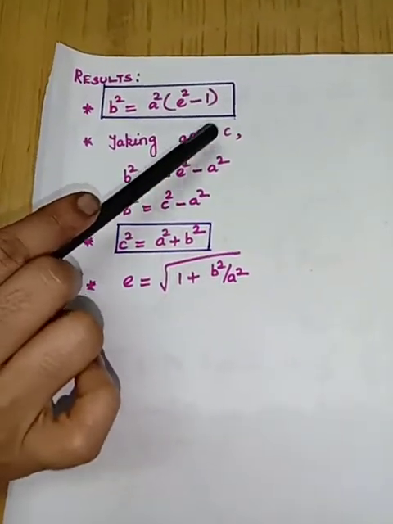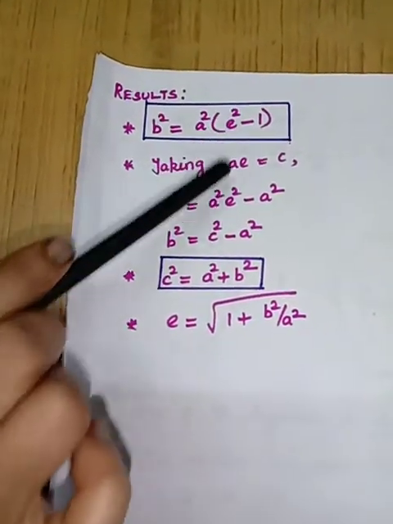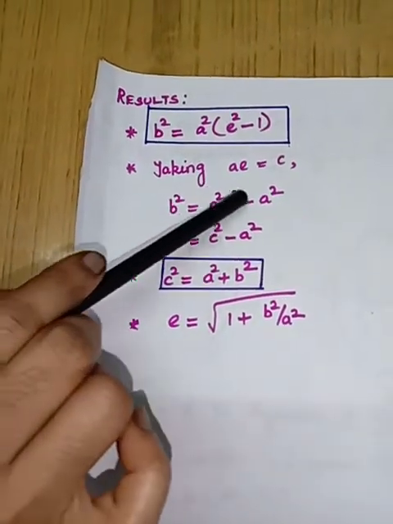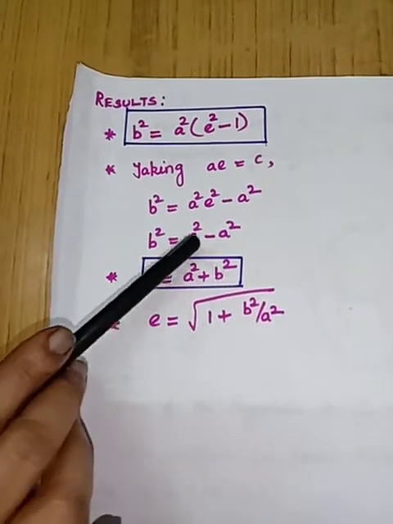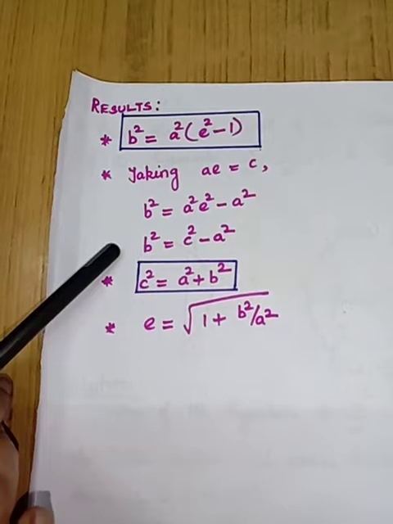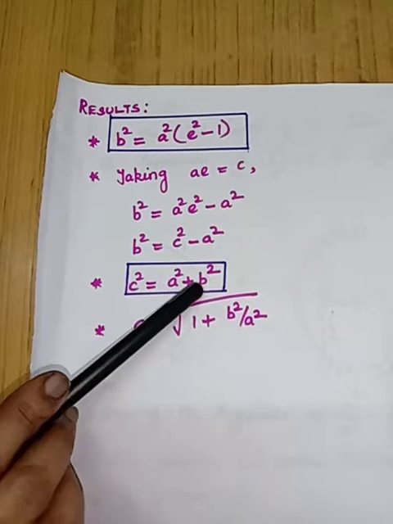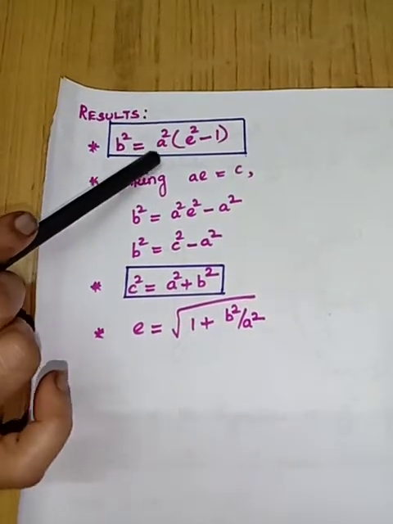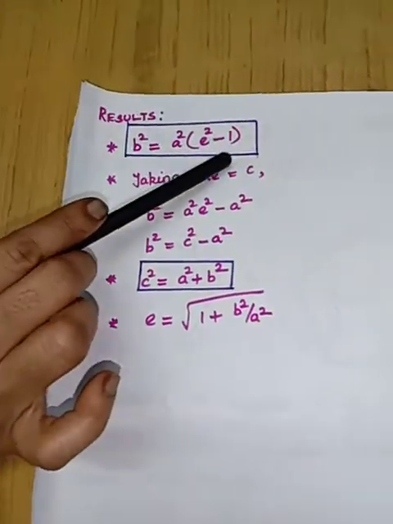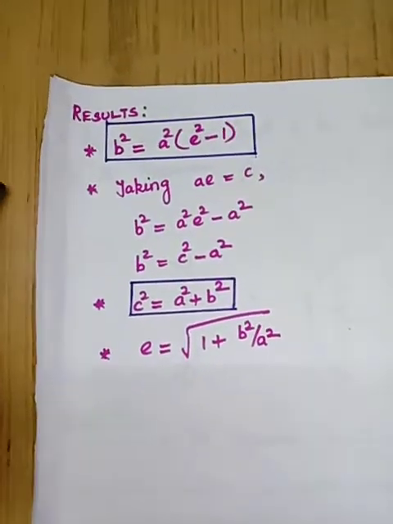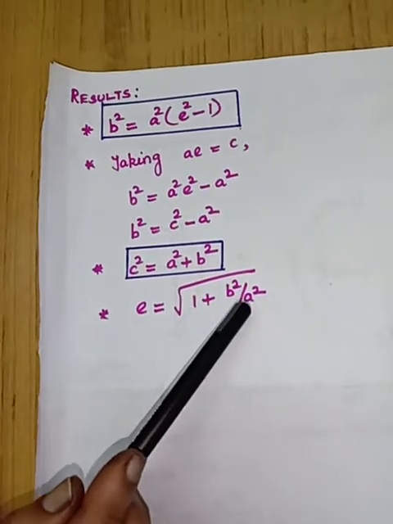Taking ae is equal to c. If you take this b squared, when you expand it, a squared e squared minus a squared. In the place of a squared e squared you can substitute c squared. So minus a squared, when you take it to the left side, will become plus a squared. So c squared is equal to a squared plus b squared. And from this result, b squared is a squared into e squared minus 1; this a squared, when you bring it to the left side, b squared by a squared is equal to e squared minus 1. Minus 1, when you bring it to the left side, will become plus 1. So e squared is equal to 1 plus b squared by a squared.